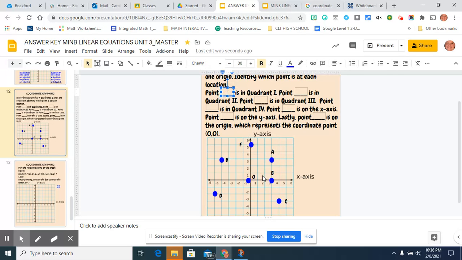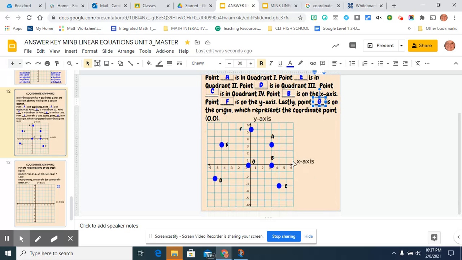So in our box here, we would put point A is in quadrant 1. Point E is in quadrant 2. Point D is in quadrant 3. And point C is in quadrant 4. Point B is on the x-axis. Now you might say, well, G looks like it's on the x-axis, but remember, it's a special point. We're going to get to that in a minute. So if B is a point on the x-axis, F is on the y-axis. And lastly, that special point is G, and that is on the origin because it's 0, 0, which means it's both on the x and y-axis because it's where they intersect.